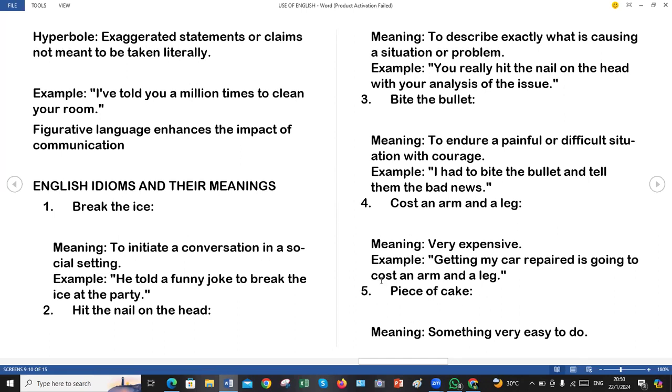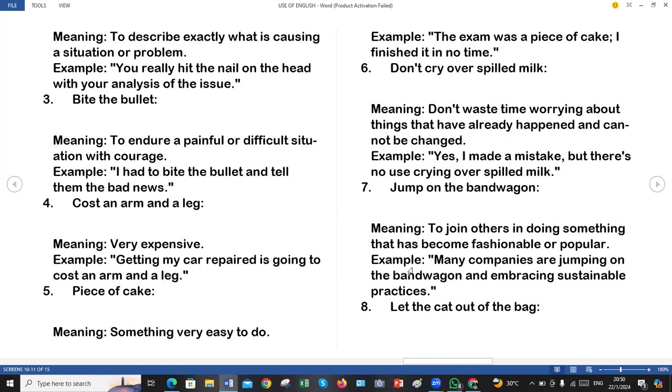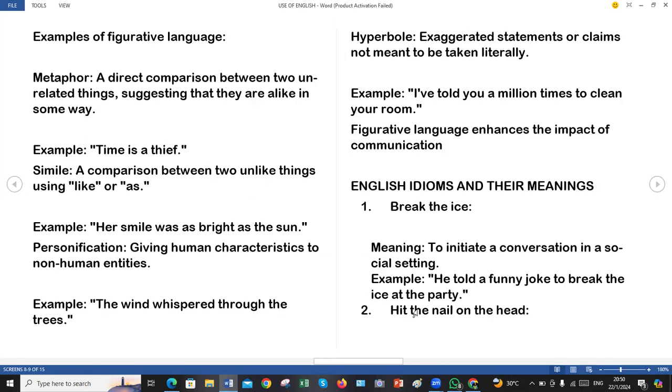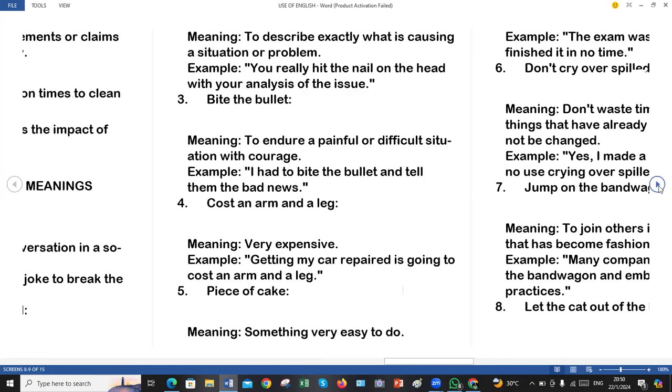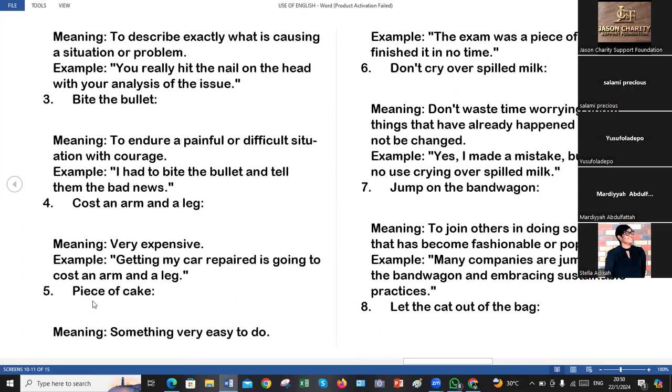Number five says a piece of cake. It means something very easy to do. Example: the exam was a piece of cake. I finished it in no time. So I think that's quite easy too.